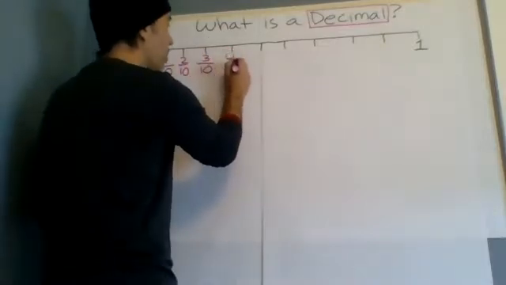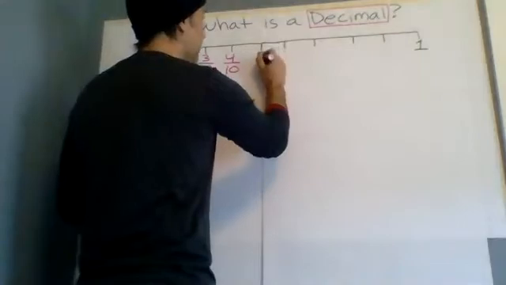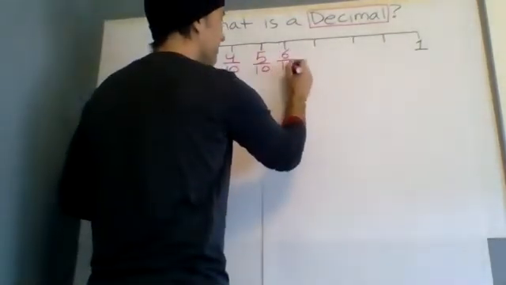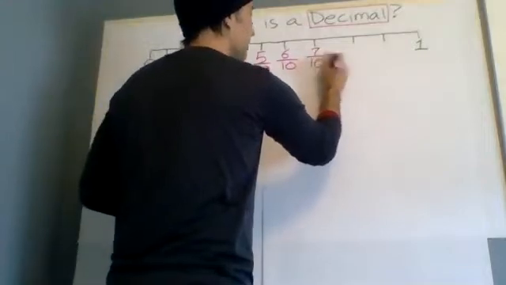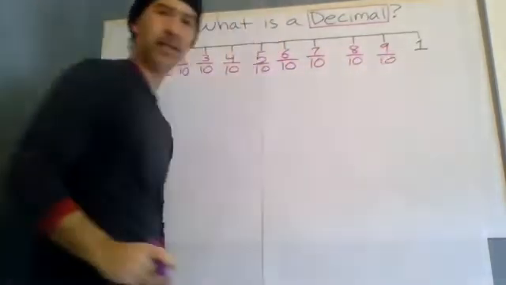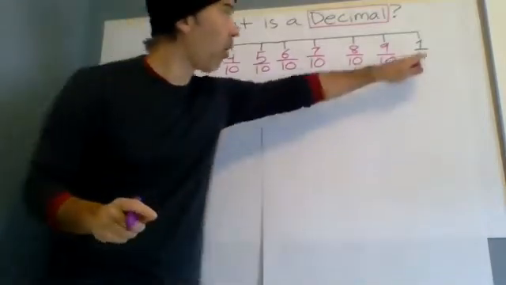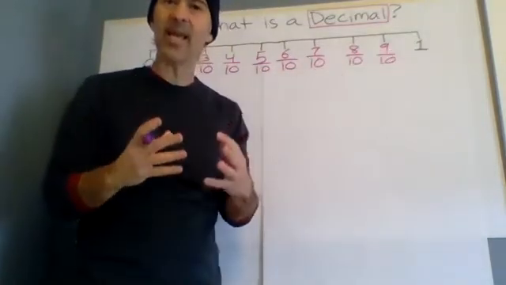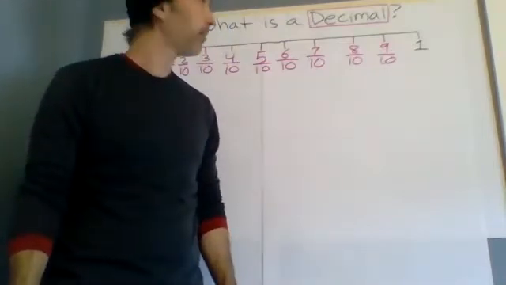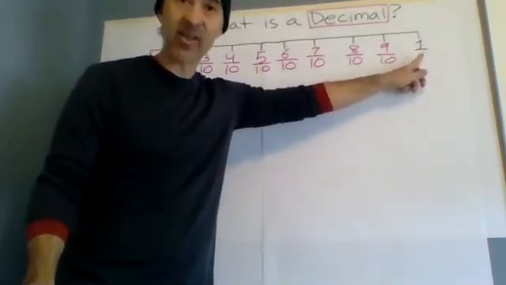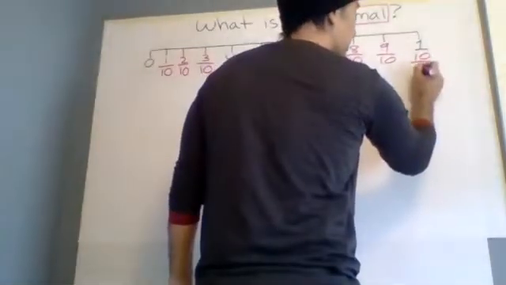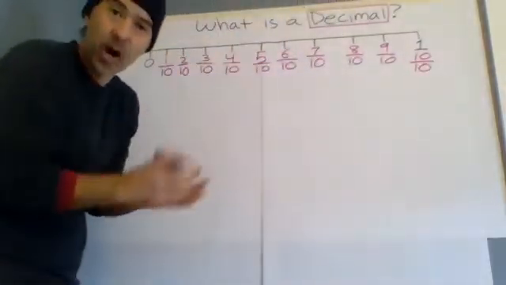This is 4/10. This is 5/10. This would be 6/10, 7/10, 8/10, 9/10. Now, when I'm getting to my whole, how many tenths equals one whole? 10/10. So I can represent my one whole as 10/10. 10 parts out of 10.